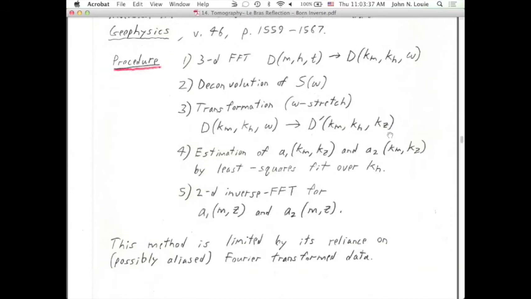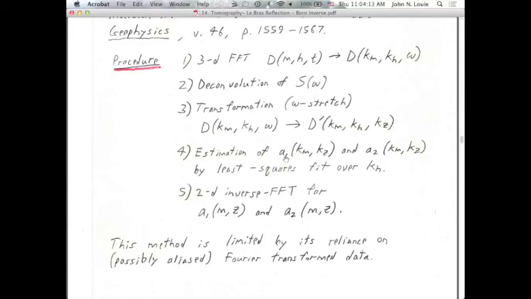So what Clayton and Stolt proposed was you do a least squares fit versus kh, right? So amplitude versus offset, although of course this is Fourier domain offset, k sub h. Do a least squares fit and get the A1 versus Km and Kz and A2 versus Km and Kz.